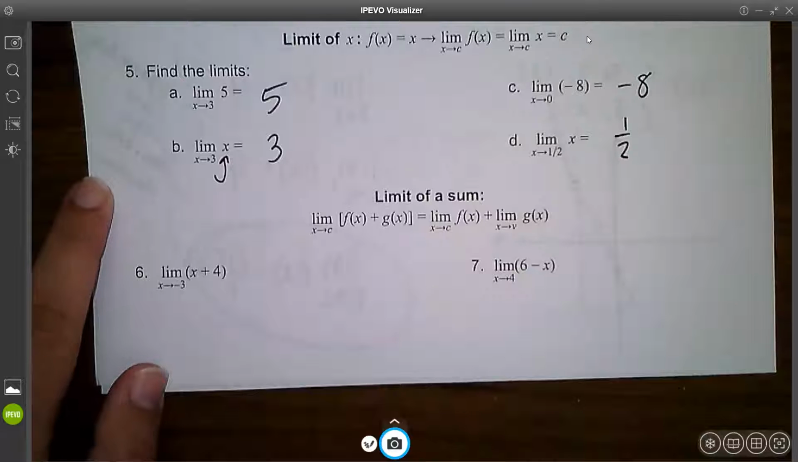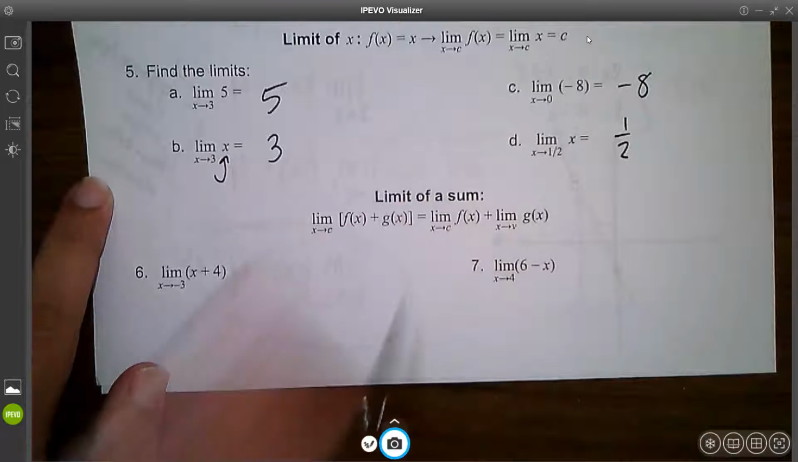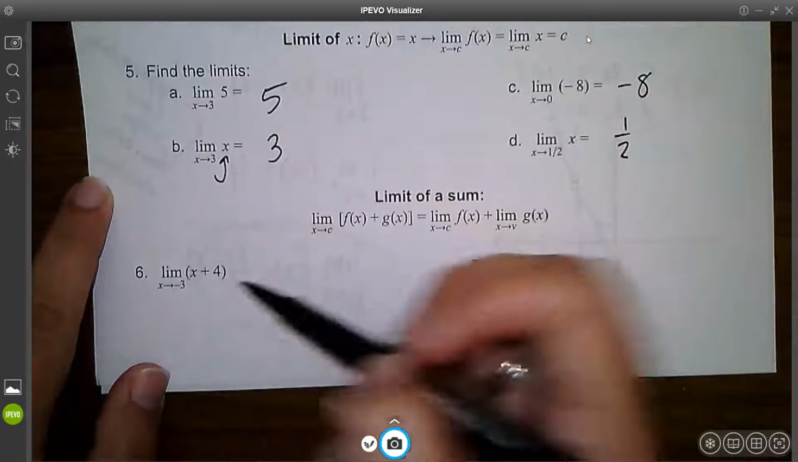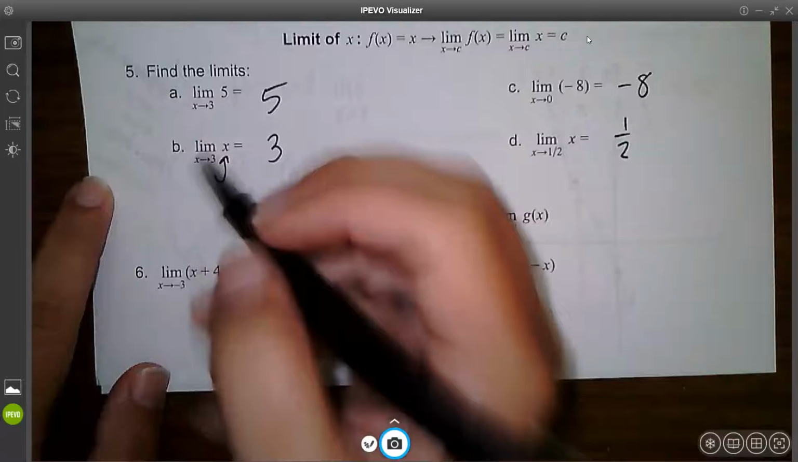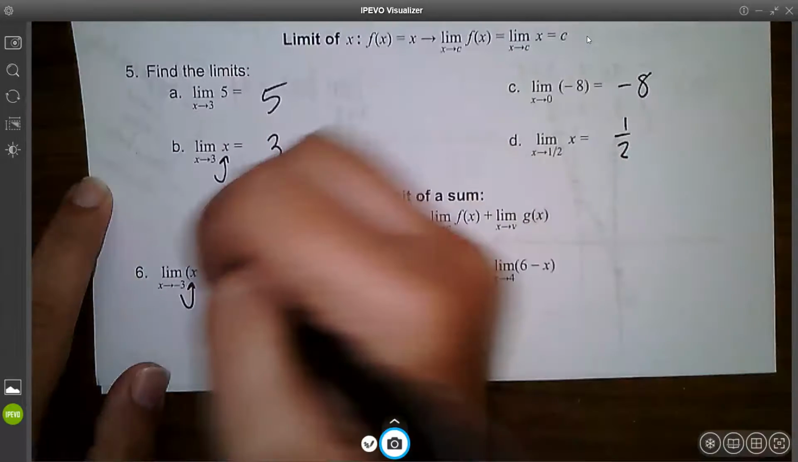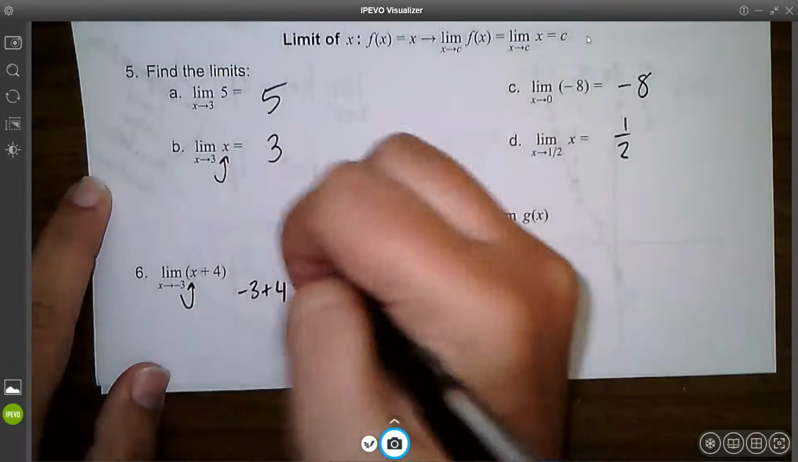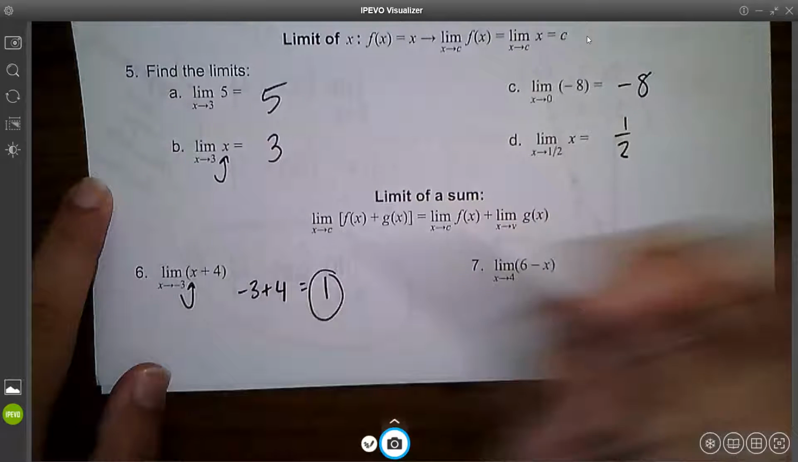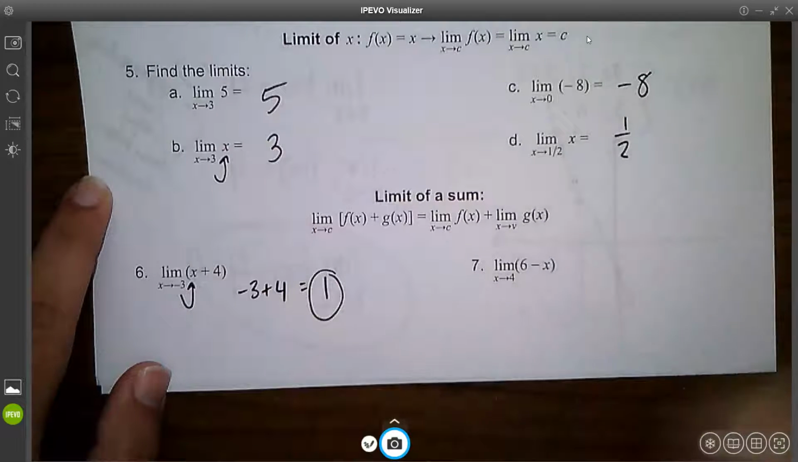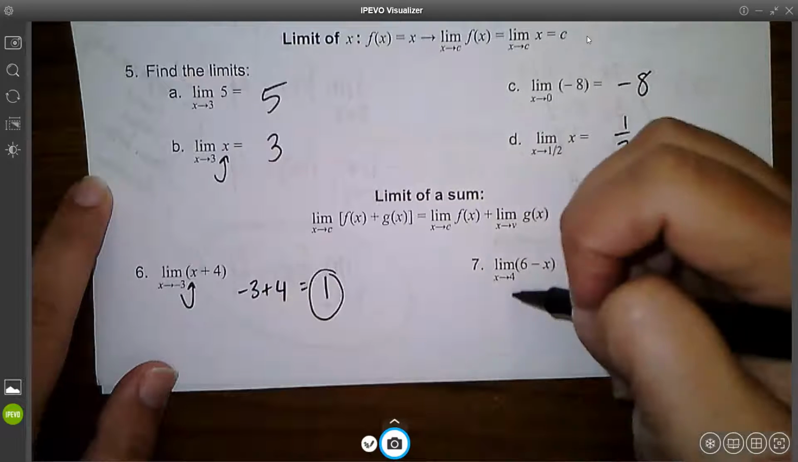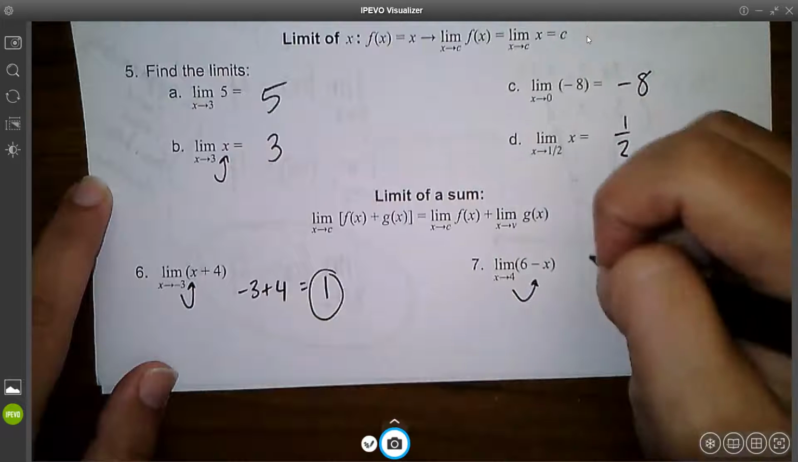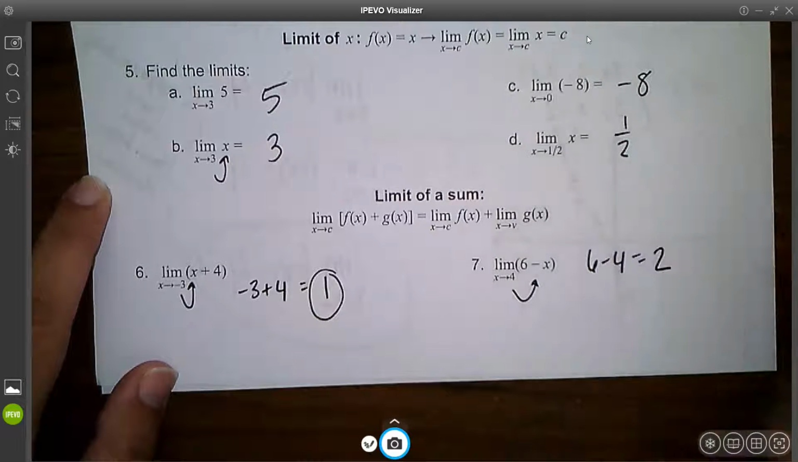The limit of the sum is the sum of the limits. You can split it up and find the limit of x and the limit of 4, or you can just plug in your -3. So you have -3 plus 4, which is 1. I don't see the point in splitting it up. There is a point in your math career when that will become helpful, but right now, this is not helpful. Plug in your 4. 6 minus 4, my limit is 2.